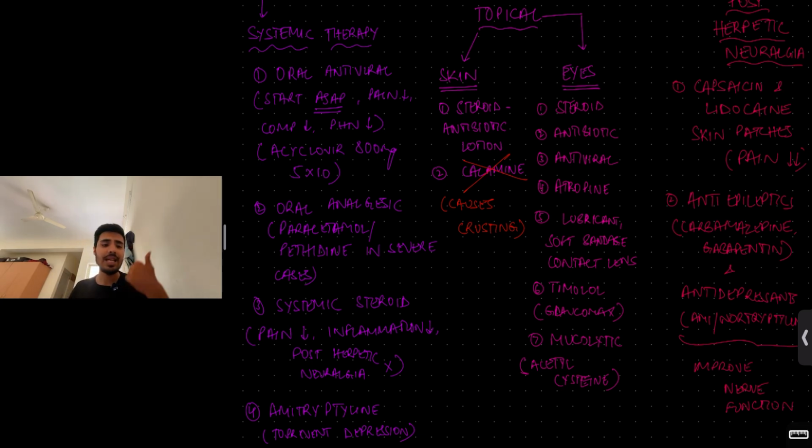Systemic therapy: analgesic, antiviral start immediately. Analgesic, steroid and antidepressant. Topical for skin, steroid antibiotic lotion. Topical for eye, everything you name, you can write, you can give. Post-herpetic neuralgia: anti-epileptic, antidepressant and capsaicin and lidocaine skin patches. That is it for herpes zoster ophthalmicus.